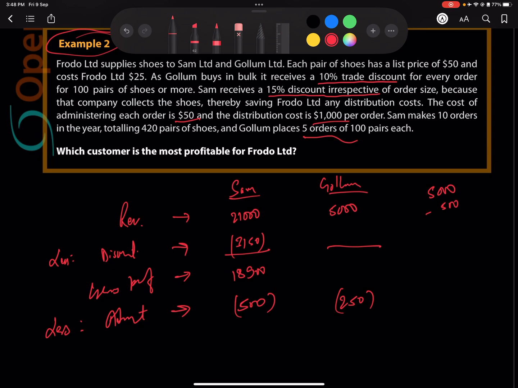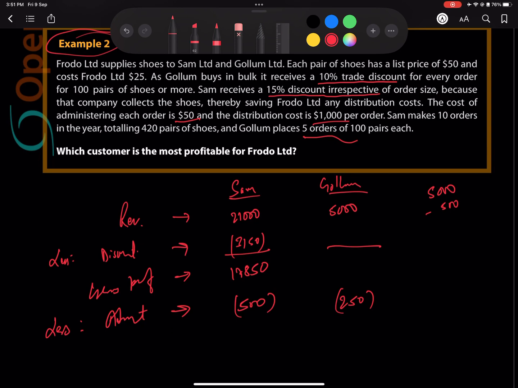15%, 21,000 times 15%, and then okay, so 15% is receiving not 0.9, 0.85, huh? 21,000 times 0.85, so that's going to give us 17,850. Let's just check, plus 3150, right? 21,000.